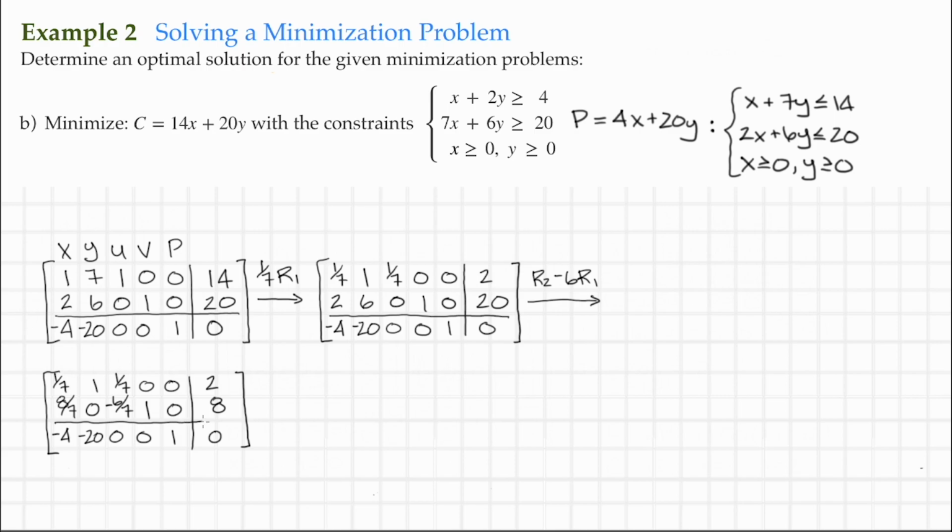Put in our horizontal line. And now we can target this element here. So we'll take row 3 plus 20 of row 1. One-seventh times 20, that's 20/7. Negative 4 plus 20/7, that's negative 8/7.